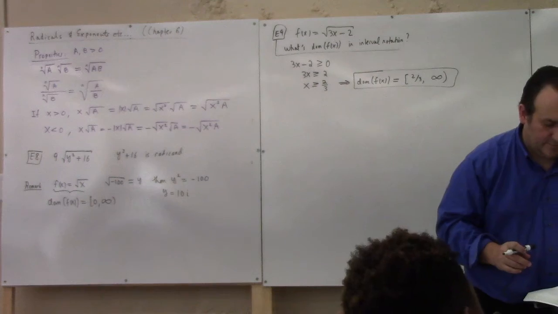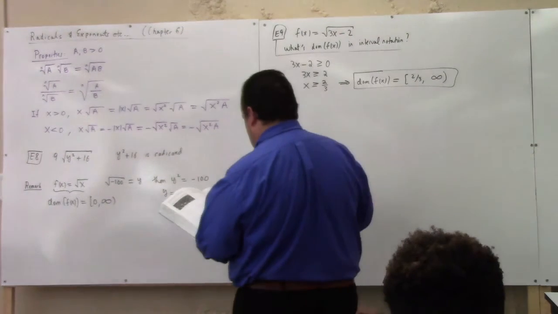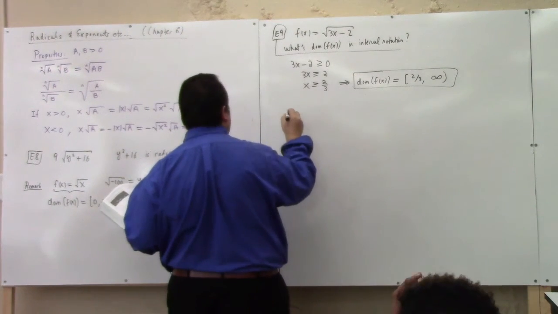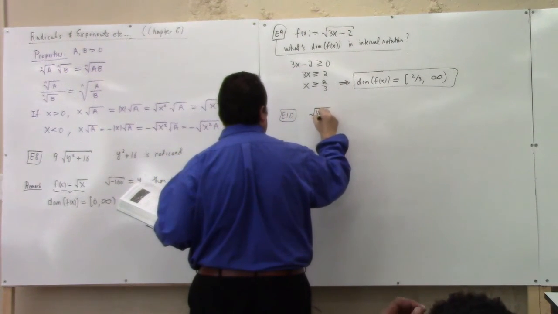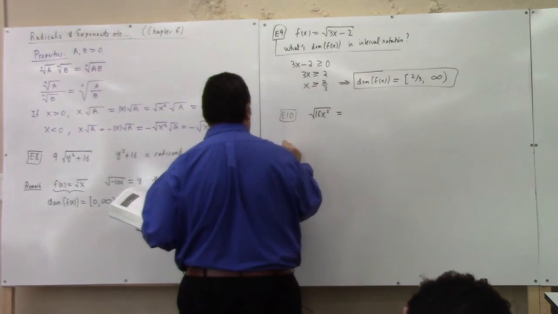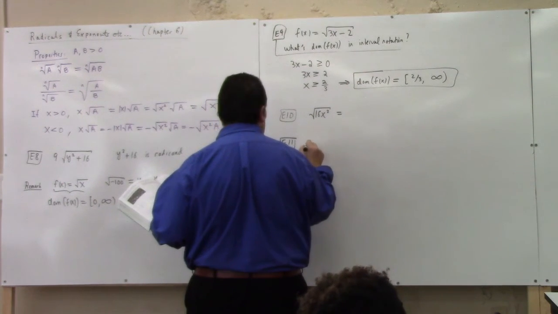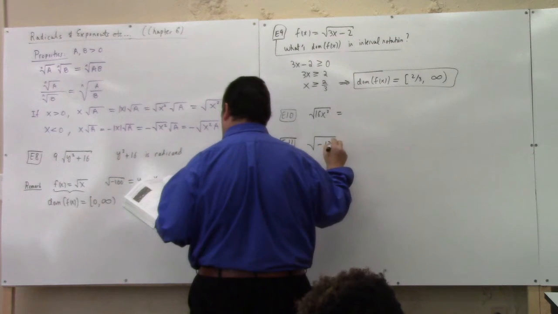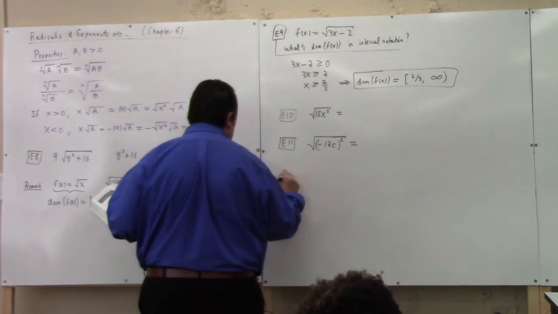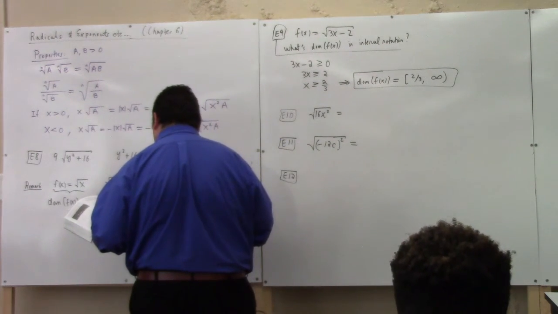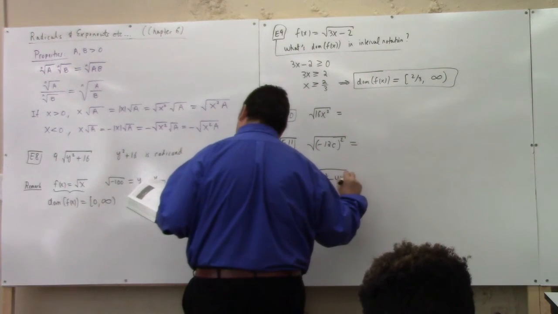So let's look at some simplification problems. These are from section 6.1, like 43 to 50, somewhere in there. Here we have the square root of 16x squared. Example 11, the square root of minus 12 times c, quantity squared. Example 12, the square root of x squared minus 4x plus 4.